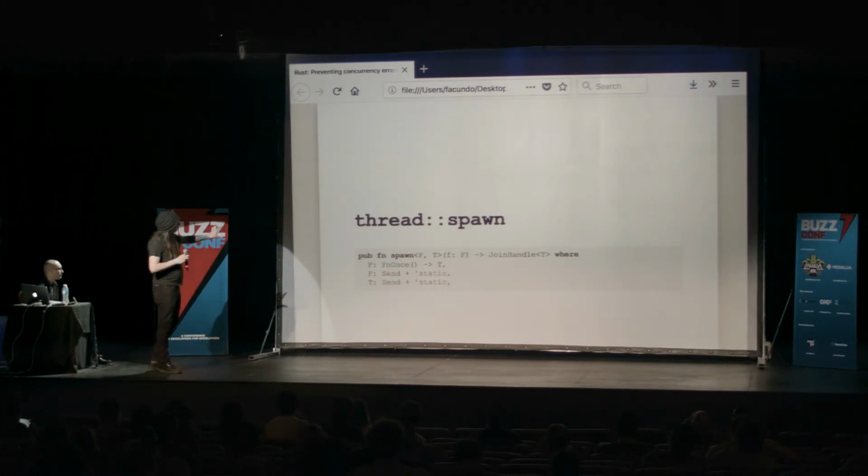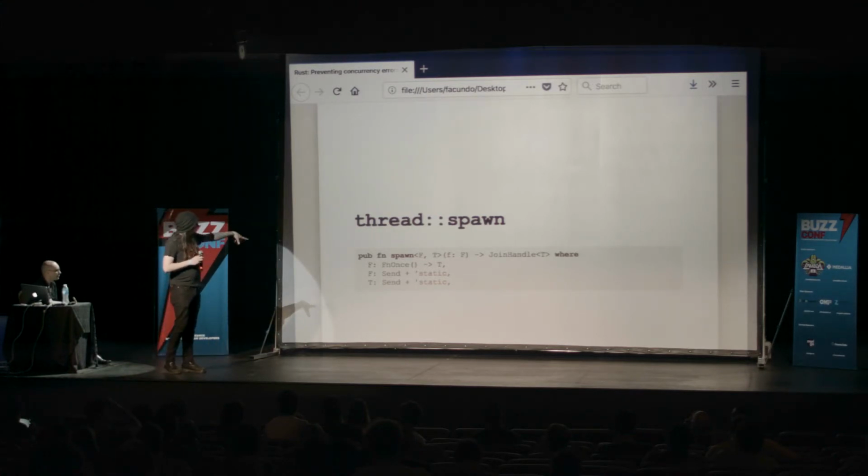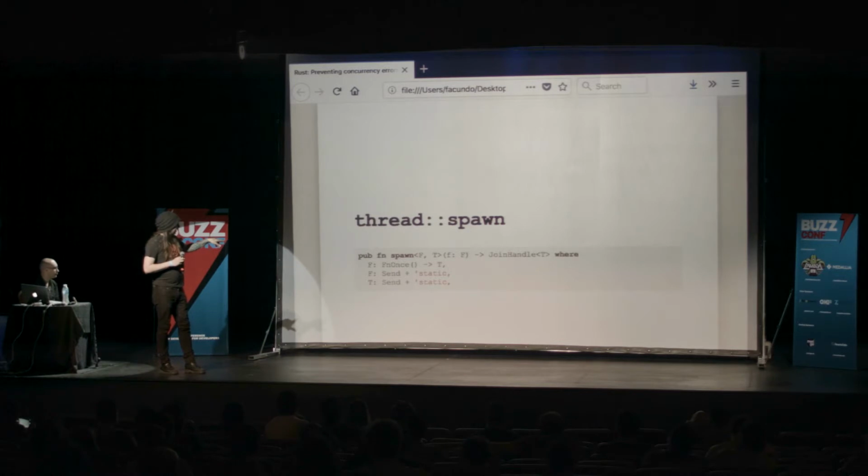And then we have these three different bounds on these things. So F is bound by FnOnce() -> T. That's the signature for closures. So this says, hey, this is a function. The once part we're not going to talk about, but it takes no arguments because there's nothing in the parentheses, and it produces a T. So that's a closure type. That's how you know that. And then the second one is the interesting part.